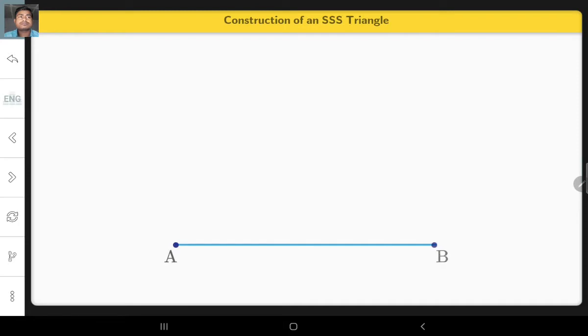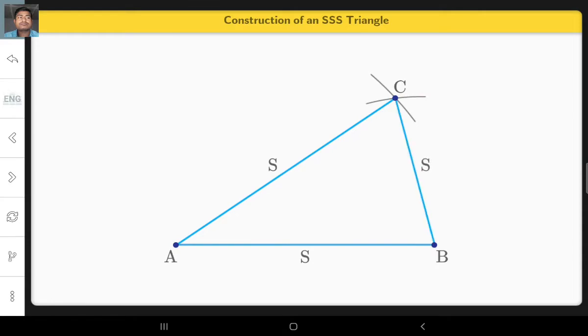To construct an SSS triangle ABC, we choose any given side as a base. Now we cut the arc with a radius equal to the length of the other sides, with A and B as the center. The intersection of these two arcs gives us point C. Joining AC and BC will give us an SSS triangle.